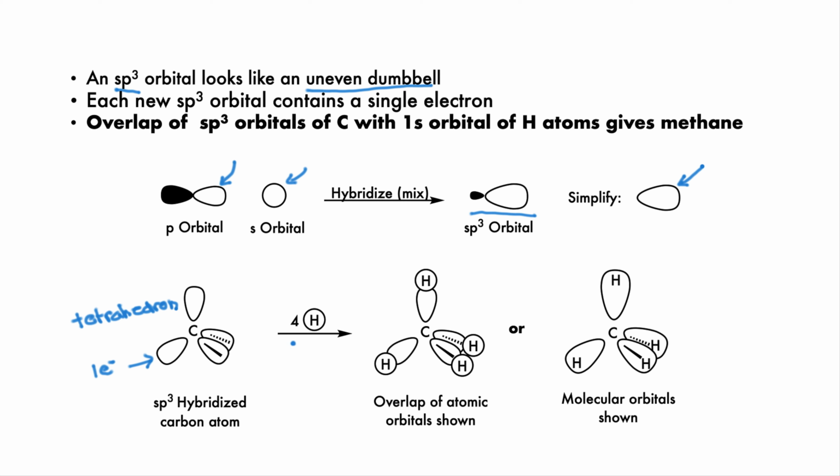Finally, each sp3 orbital overlaps with 4 hydrogen atomic orbitals to yield methane. All of the CH bonds are sigma bonds. I like to use this first representation for the orbitals because you can still see the shape of the contributing atomic orbitals. But you can also show the shape of the actual molecular orbitals, like in this second drawing.